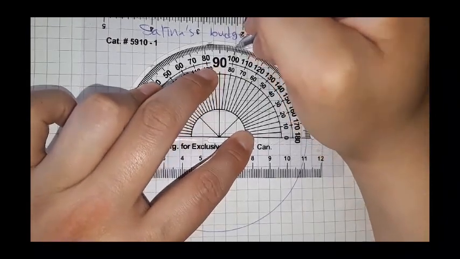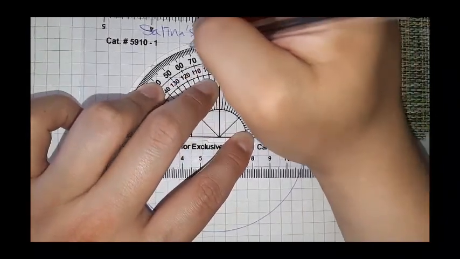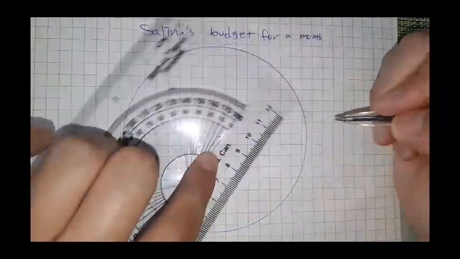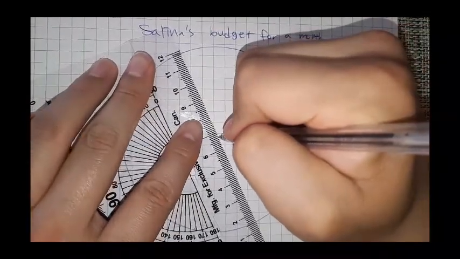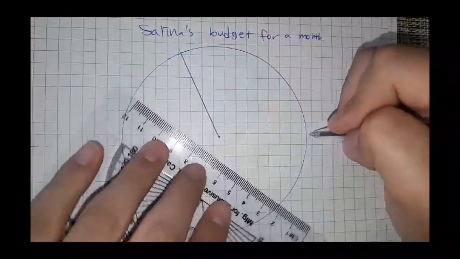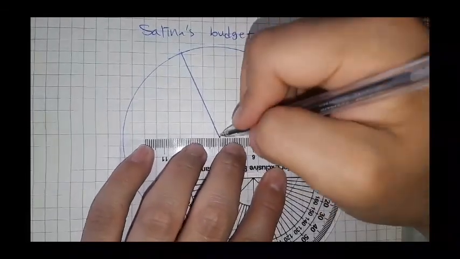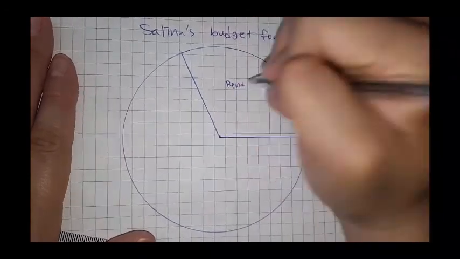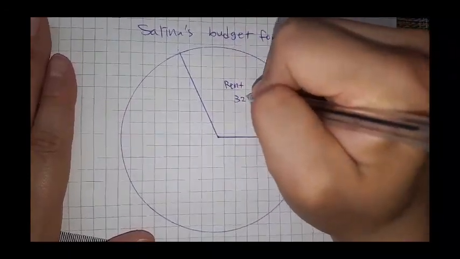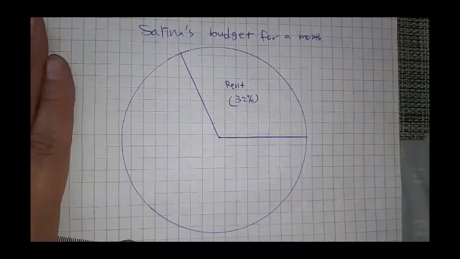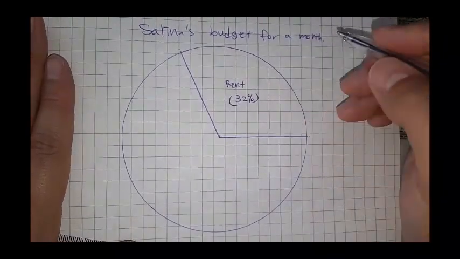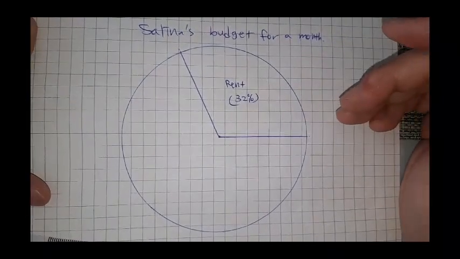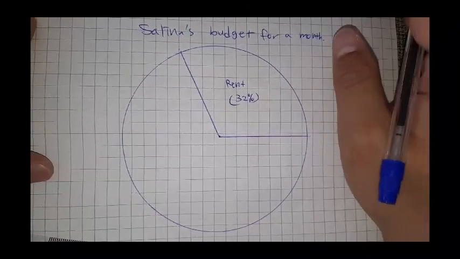So 90, 115, which is over here. That one's over here. There you go. And we have this category, rent. And you need to put the percentage, 32%. And generally you need to color each of them. And that's what you should do in the circle graph. Rent, done. Others. Utility, 22.